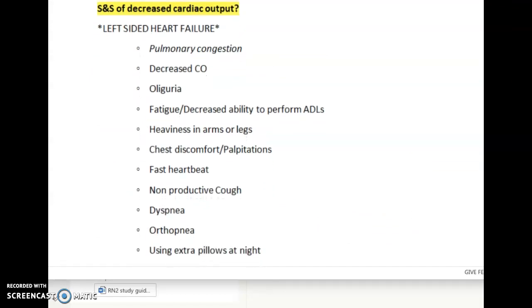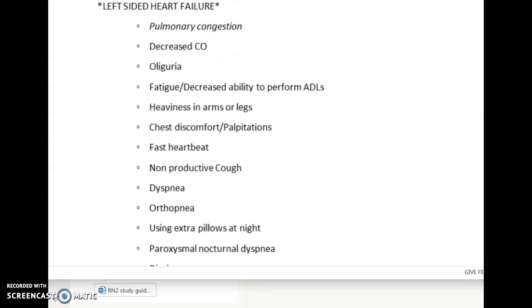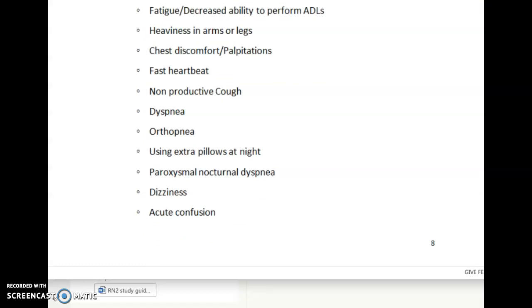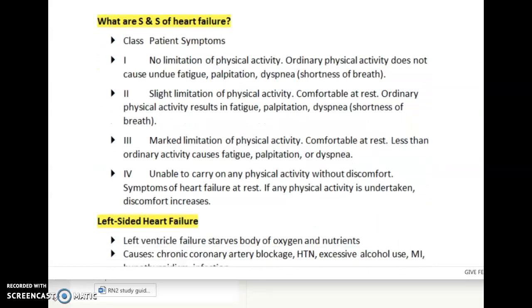Signs and symptoms of decreased cardiac output, left-sided heart failure, pulmonary congestion, oliguria, fatigue, heaviness in arms or legs, chest discomfort, fast heartbeat, non-productive cough, dyspnea, orthopnea, using extra pillows at night, paroxysmal nocturnal dyspnea, dizziness, acute confusion. Signs and symptoms of heart failure.